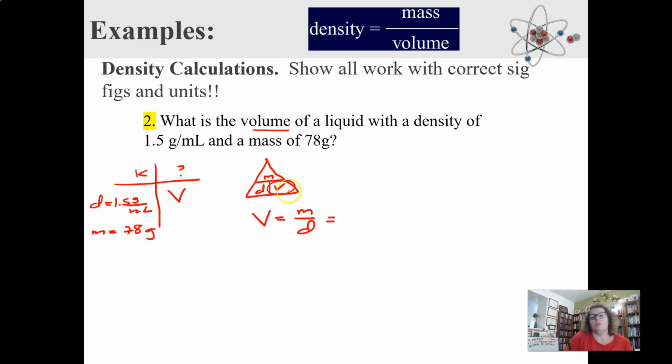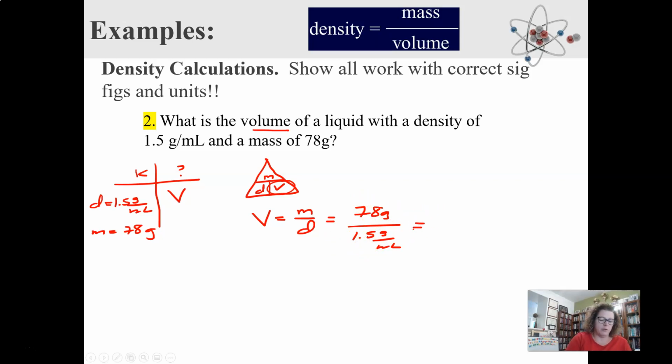Okay, if you don't like the triangle trick, then just put density, mass over volume, but make sure you solve for volume. So you'd put volume like X or something. Then my mass is 78 grams, and density 1.5 grams per mil. Sig figs wise, I have 2 sig figs on top, 2 sig figs on the bottom, so my answer is 2 sig figs.